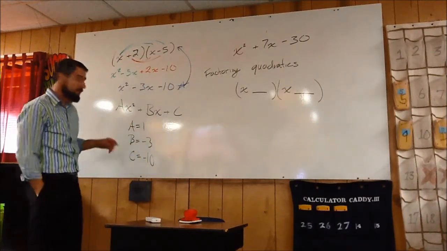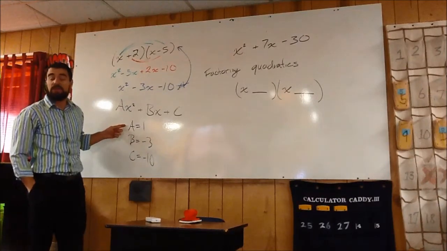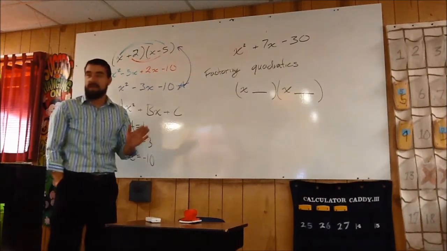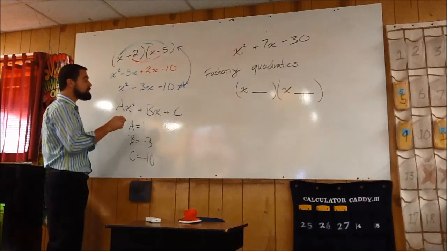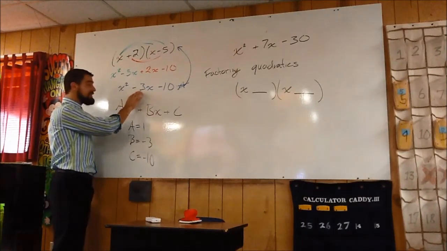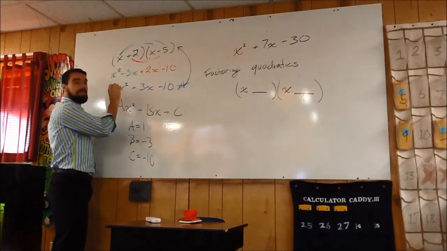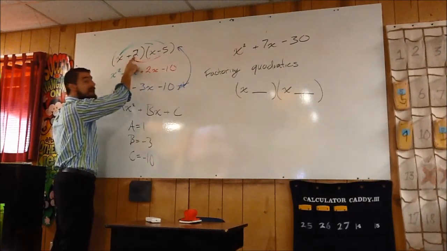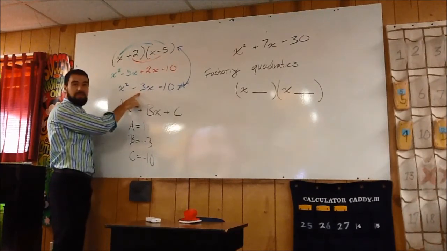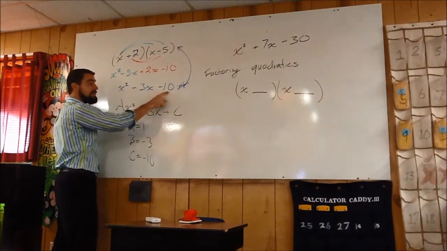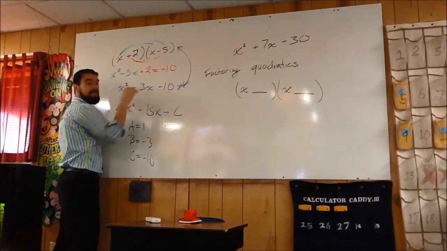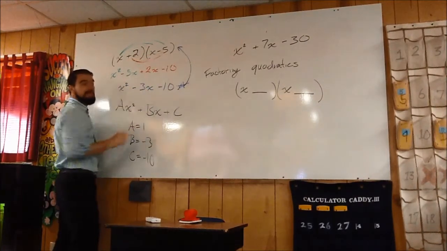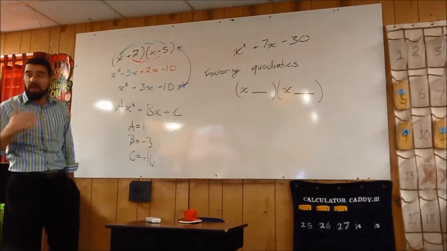Well, there's a relationship. When your leading coefficient, the coefficient of your squared term, is 1, then there's a pattern that always exists. And that pattern is the value of b, in this case negative 3. B is the sum of the two numbers. So positive 2 plus a negative 5 gets us a negative 3. And the value of c, in this case negative 10, will always be the product of these two values. So positive 2 times a negative 5 is a negative 10. And so that pattern always exists.